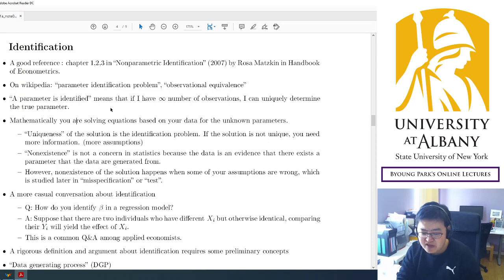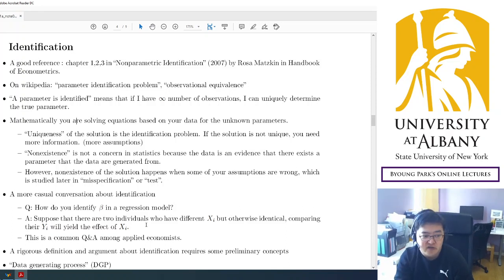So this is a purely theoretical and mathematical definition, but in an applied seminar, the questions and answers go in a different way. For example, someone asks the speaker, how did you identify beta in a regression model? Then the speaker may explain something like this. Suppose that there are two identical individuals, but they have different x, but otherwise identical. Then comparing their y will yield the effect of x. This is how we identified the effect of x.